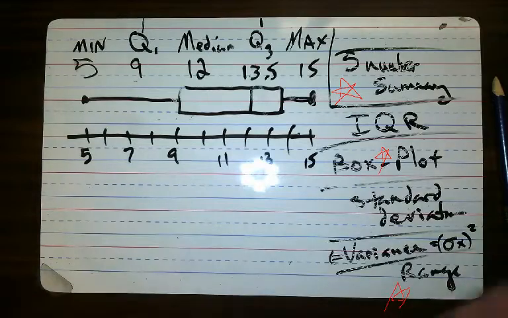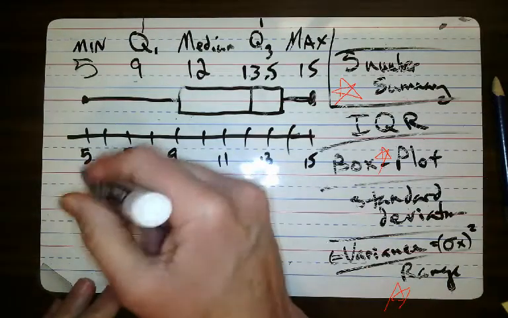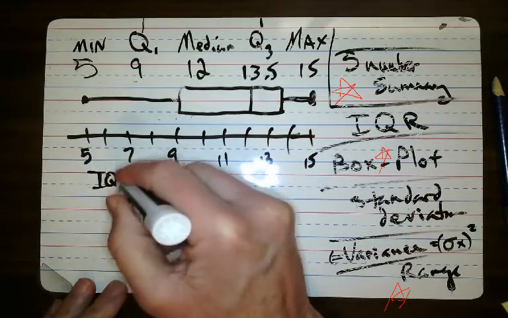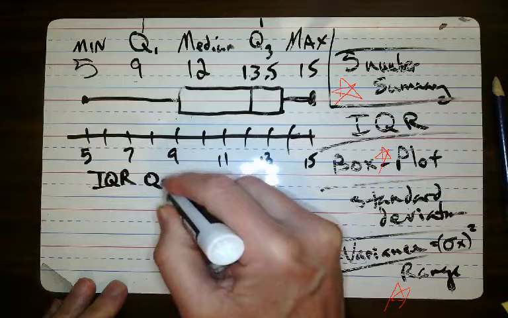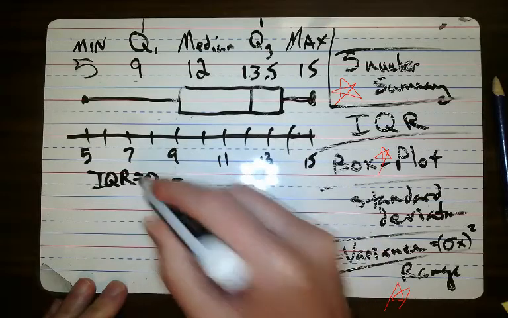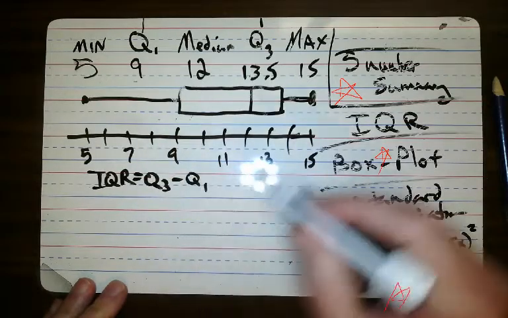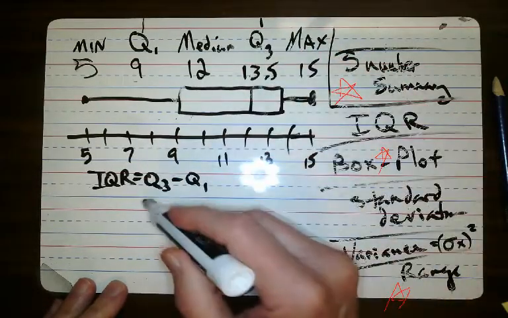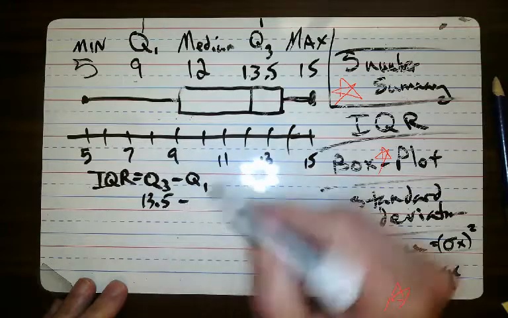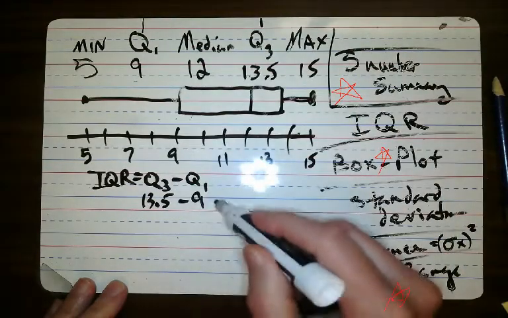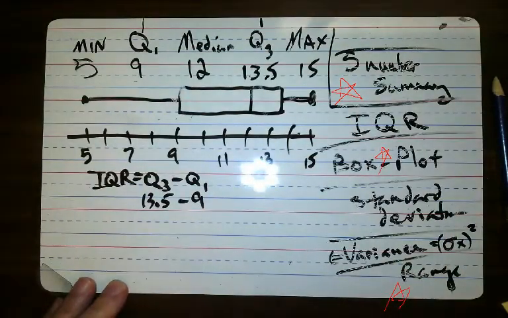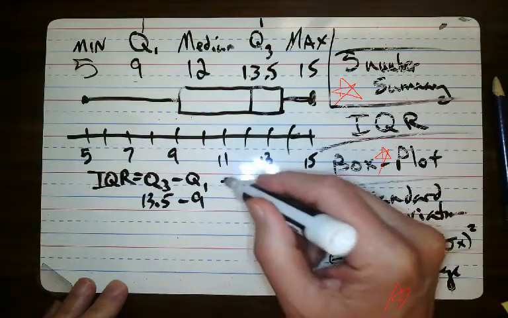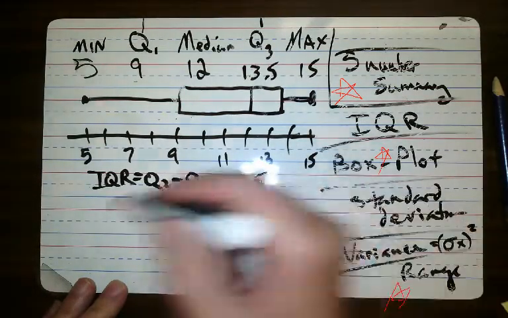Okay, so what is the IQR? The IQR, remember, is Q3 minus Q1. So Q3 is 13 and a half. Q1 is 9. If I subtract 13 and a half minus 9, I get 4 and a half. That's the IQR.